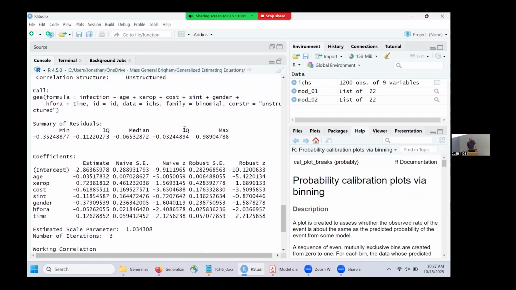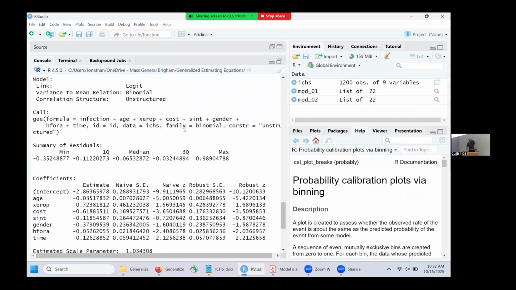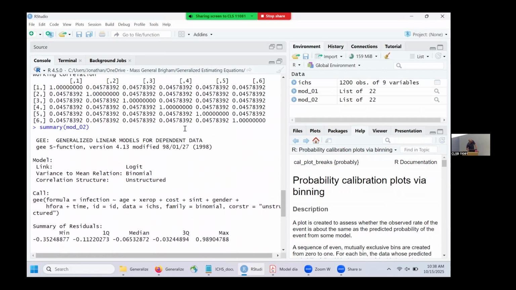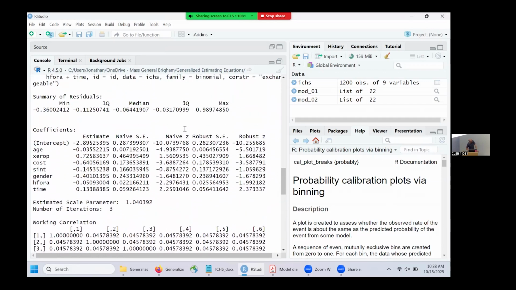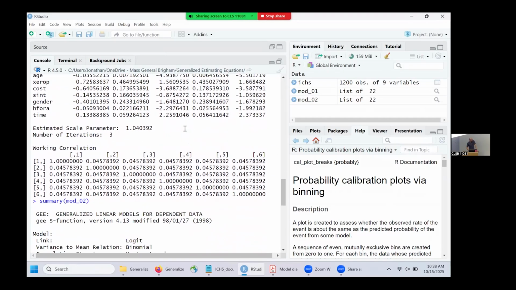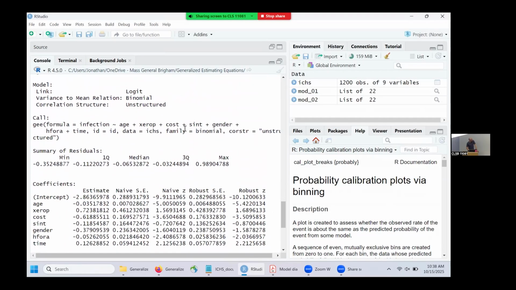Okay, so here are the results for our unstructured correlation matrix. Is it giving us different estimates? If we look at the intercept, we have negative 2.8636. Up here, we had negative 2.89525. So slightly different estimates, but not super far off.